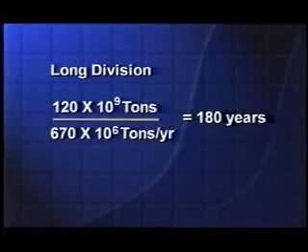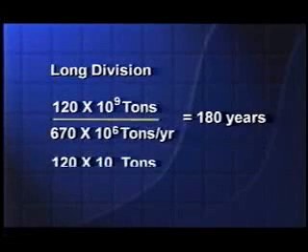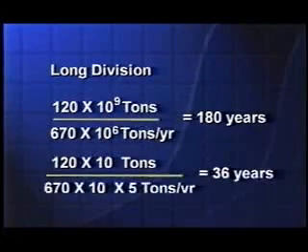Coal today supplies about 1/5, around 20% of the energy that we use in this country. So if you'd like to calculate how long this quantity of coal could satisfy present U.S. energy needs, you have to multiply this denominator by 5. When you do that, you get 36 years. They said nearly 1,000 years.